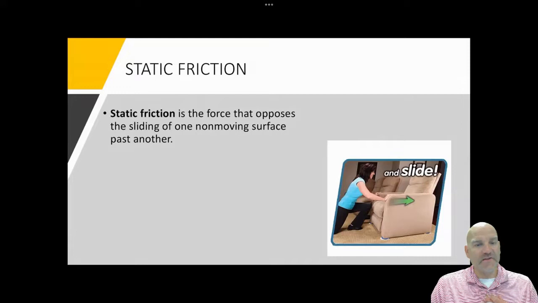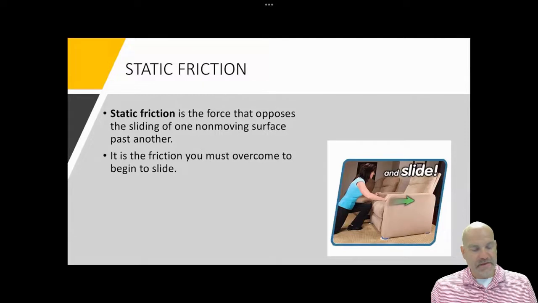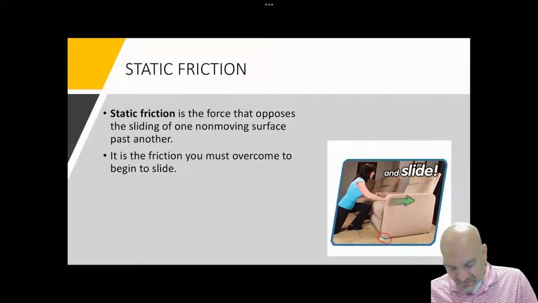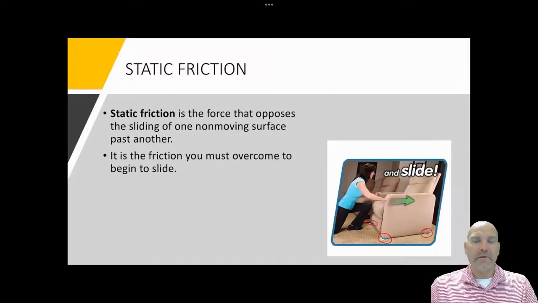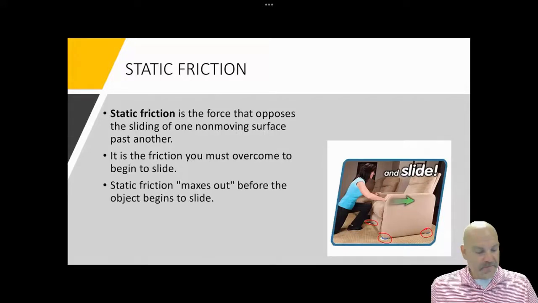Static friction is the force that opposes the sliding of one non-moving surface past another. What it really is, is the friction that you have to overcome to begin to slide. So these furniture movers, you can see that there's a fourth one on the back side, help us decrease the amount of friction between the recliner and the carpet. If we tried to move it directly, we'd have to exert a lot of force because there's probably a high static coefficient of friction. By putting these sliders under, which are kind of smooth, it makes it easier to slide.